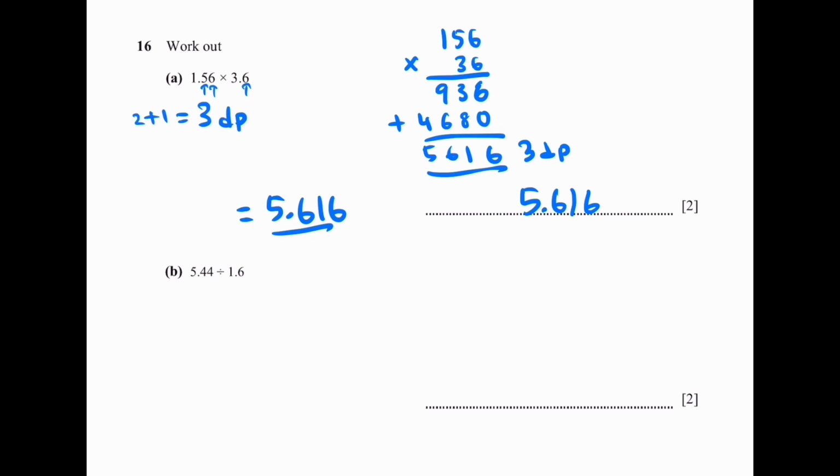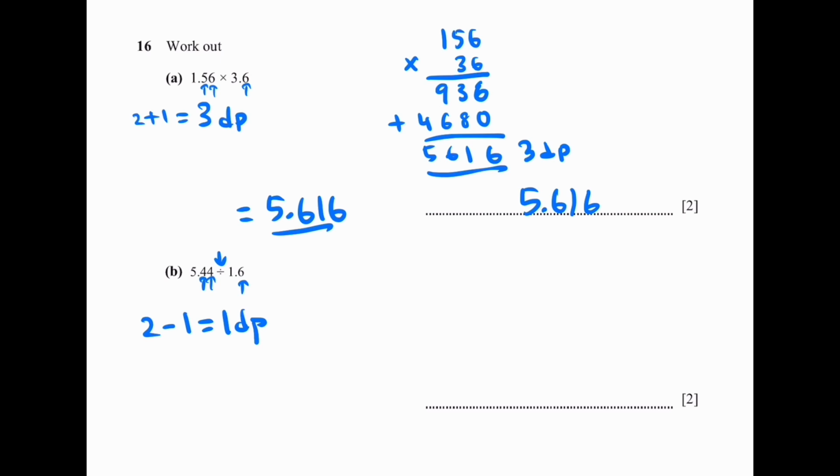B. 5.44 divided by 1.6. This has 2 decimal places. 5.44 has 2 decimal places. 1.6 has 1 decimal place. Because it's a division sign here, we need to subtract the decimal places. So it'll have 2 minus 1 equals 1 decimal place.